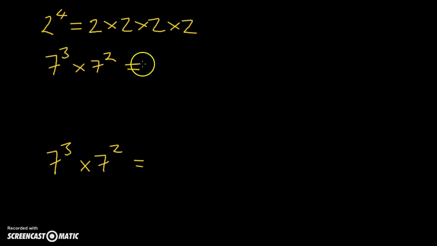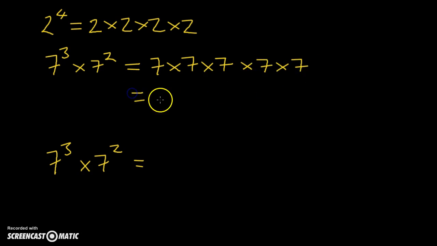Moving on to multiplying with indices. I'm going to do this calculation the long way, and then you're going to hopefully spot the shorter way. So 7 to the power 3, 7 multiplied together 3 times, and also 7 to the power 2, or 7 squared. So in the end, that makes 7 multiplied together 1, 2, 3, 4, 5 times.